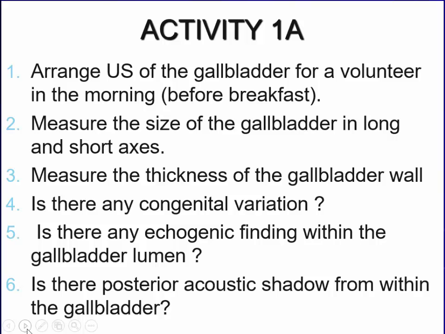As your first activity in this class, I would like you to arrange an ultrasound of the gallbladder for a volunteer in the morning before they take their breakfast. Measure the size of the gallbladder in long and short axis. Measure the thickness of the gallbladder wall, and also find out whether there is a congenital variation with the gallbladder. Again, check whether there is any echogenic structure or collection within the gallbladder lumen, and find out whether there is any posterior acoustic shadowing accompanying the echogenic content.